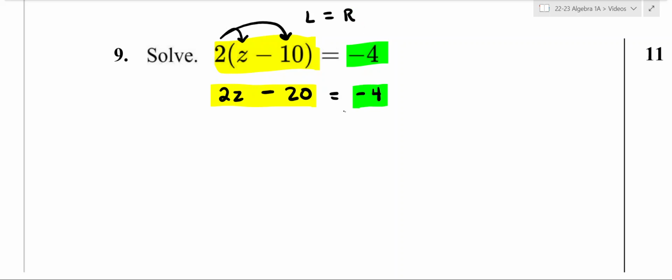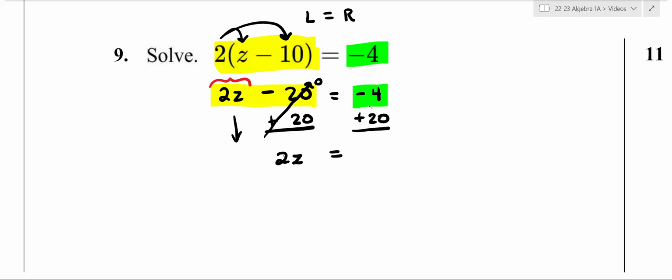All right, so now we can start isolating our variables. So we're going to start by isolating the term that has our variable. That means we have to get rid of negative 20, so positive 20 on both sides. See? I'm going to bring down this term, which is 2z. And this one's going to give us negative 4 plus 20 is going to give us 16.